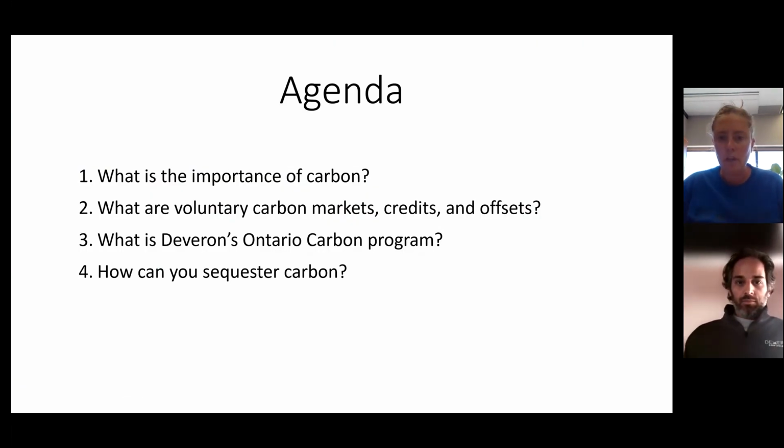So we will give a little bit of an overview on the importance of carbon and then get into the voluntary carbon markets, what that really means, and just talk a little bit about that. Then we will specifically talk about Devron's carbon program that we'll be offering. And finally, touch on a little bit on how you can sequester carbon, and participate if you're going to participate.